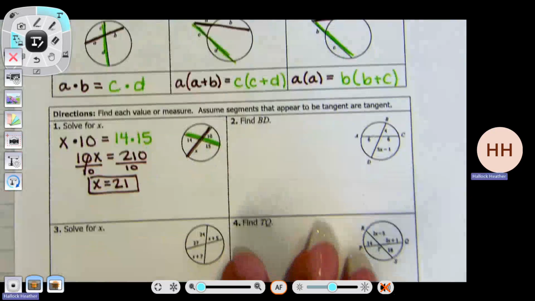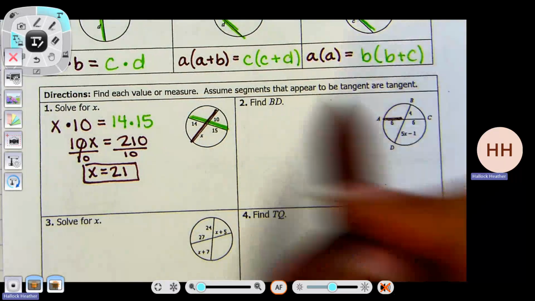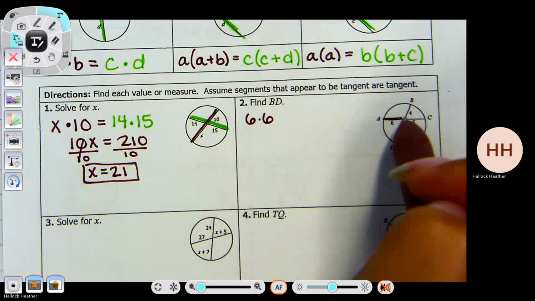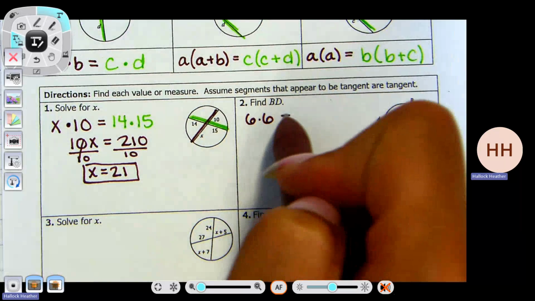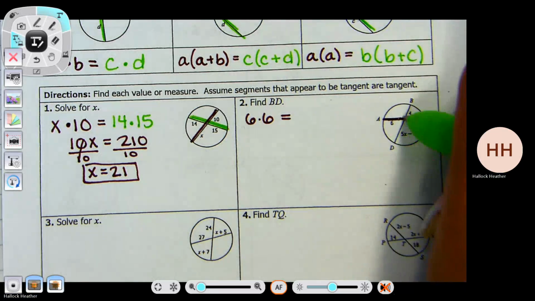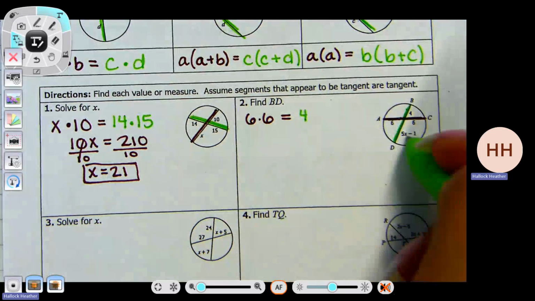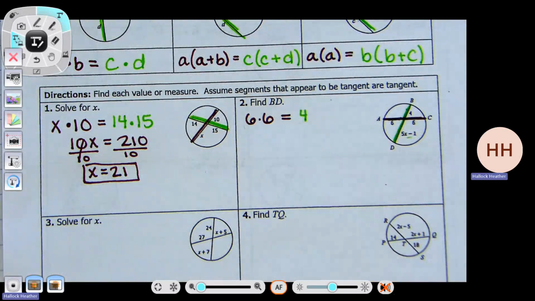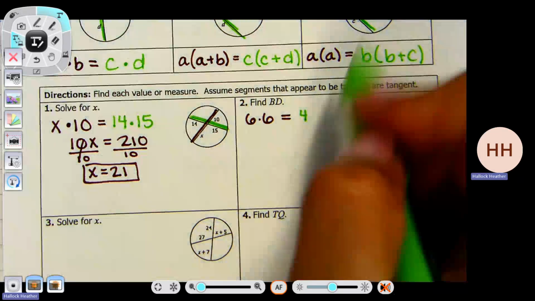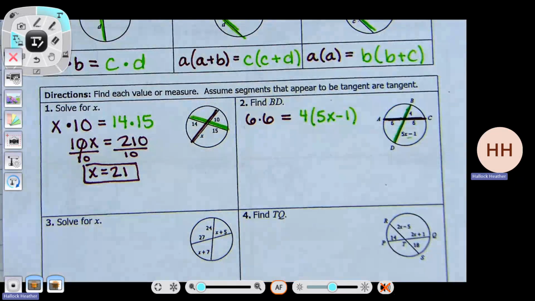Okay, let's go to number 2. Same thing. We're going to pick anything. It does not matter. So what do you want to pick? 6. So 6 is on the same line as what? 6. It just so happens they're the same number. Equals. What's on the other line? 5x minus 1 and 4. I'm going to put the 4 in the front, and then 5x minus 1. Because it's a binomial, which is like 2 terms, I'm going to put it in parentheses because you will have to distribute that.